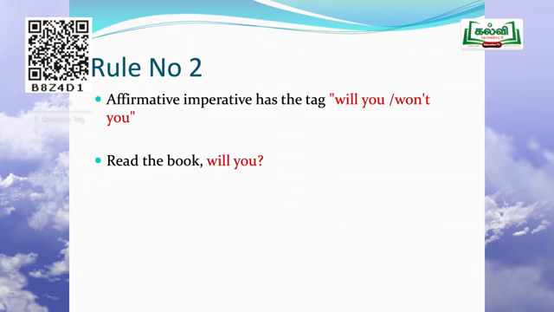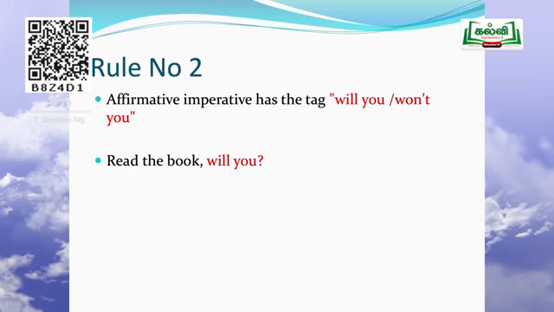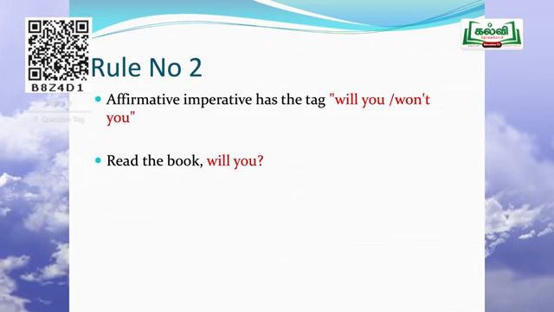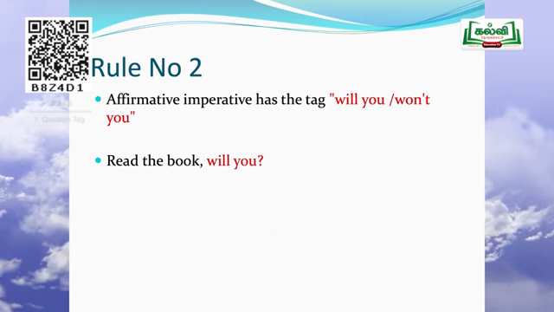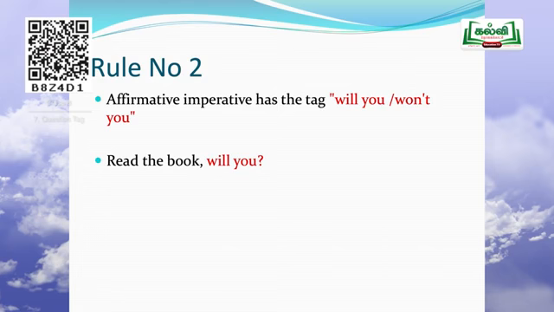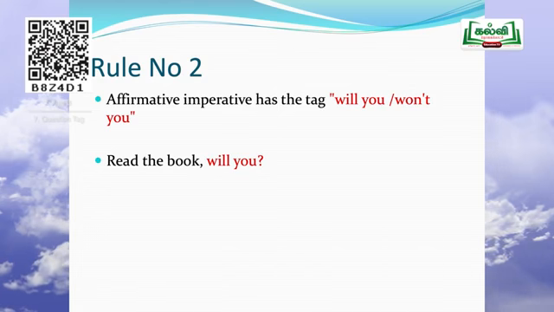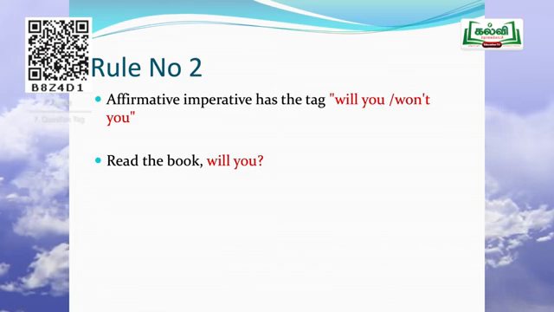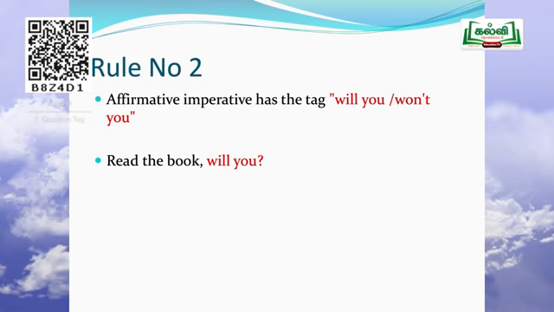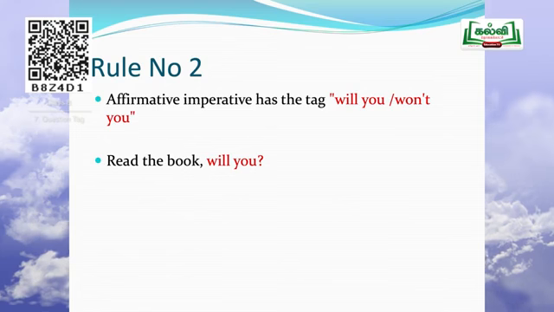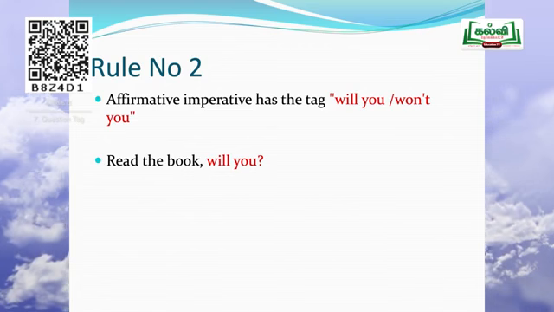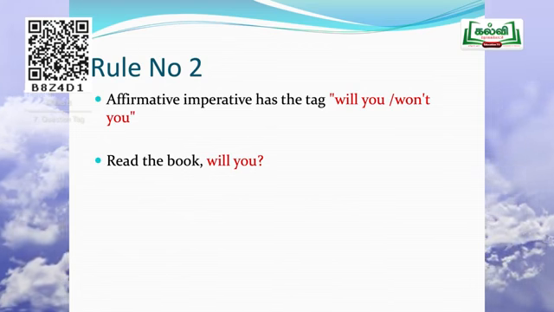Affirmative imperative as the tag. An imperative sentence, but it is affirmative. As the tag, we use will you or won't you. For example, read the book, will you? Close the door, will you? Bring me some water, will you? So these are the affirmative imperatives, so we use will you as a tag. That is rule number 2.